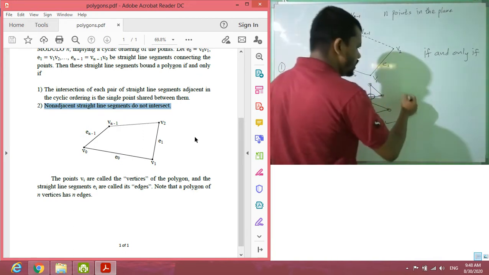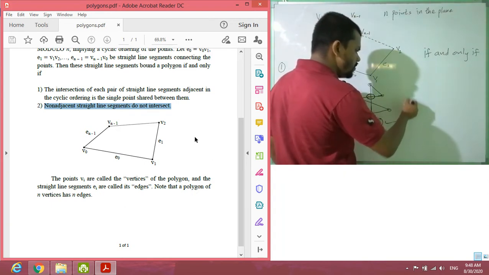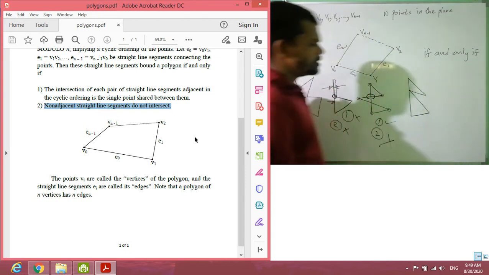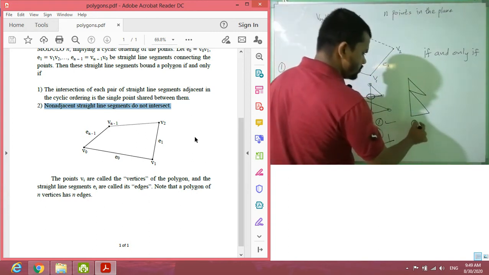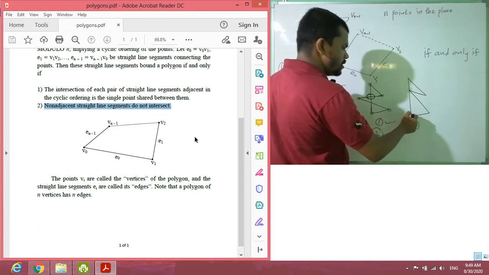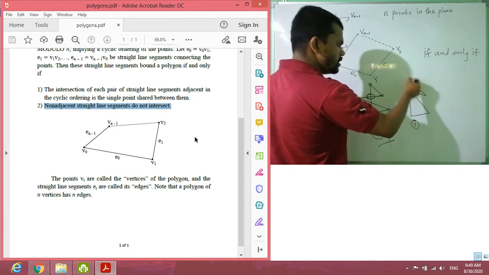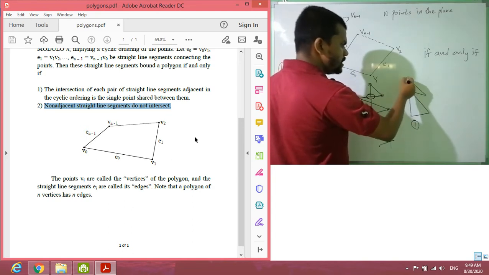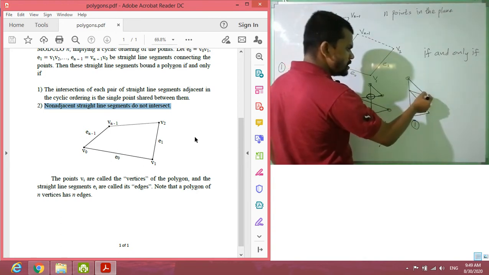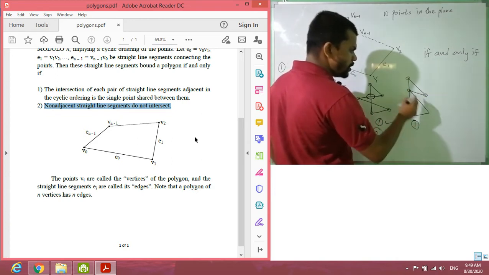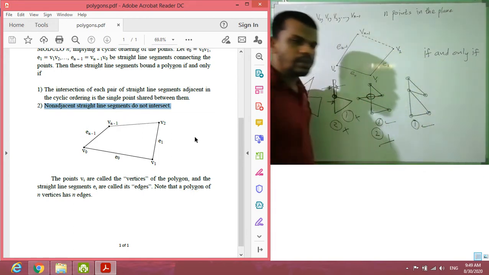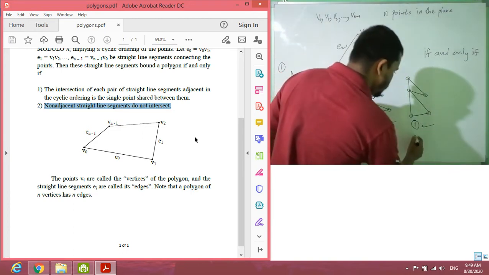And if you consider something like this, so always look at the way I draw that. If you consider this one, does it follow condition one? That means if you consider any two adjacent straight line segments, they share a single point. To these two, this is the single point. To these two, this is the single point. To these two, this is the single point. First condition is true.